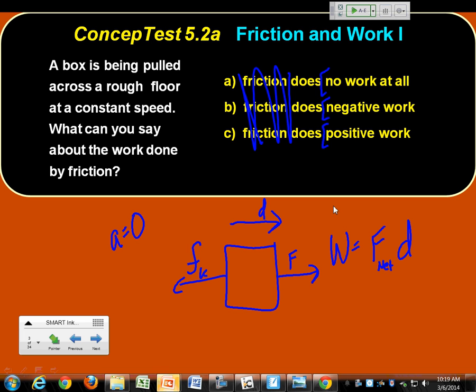Okay, let me finish this question. So it is no work because your net force is equal to 0.